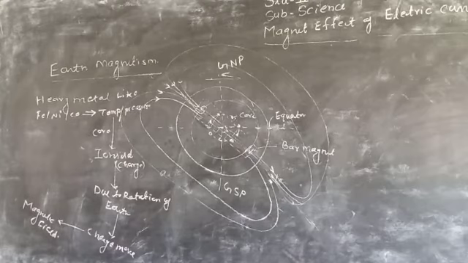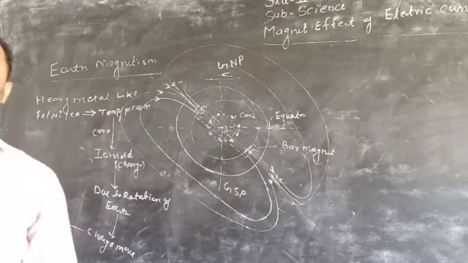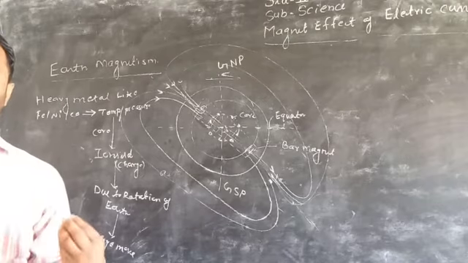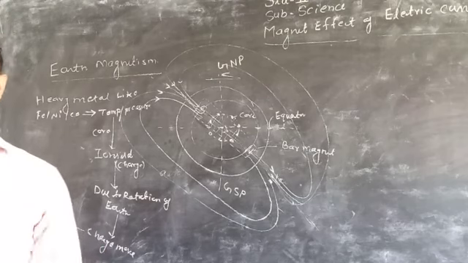Now we have to remember the basic concepts of earth magnetism: each and every point on the earth's surface has a variable magnetic field. It means we can say that the magnetic field varies from point to point.